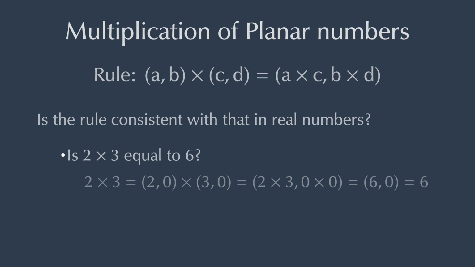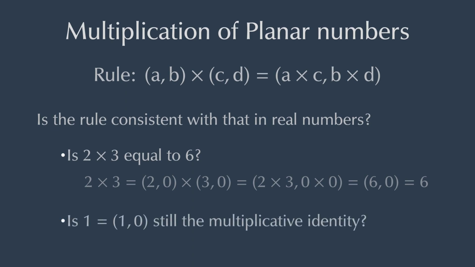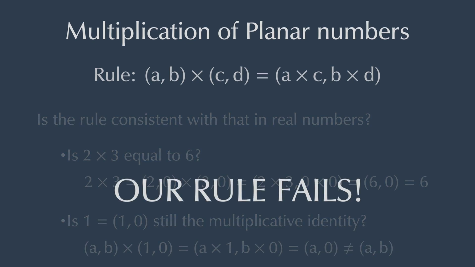Number 2. Just like 0 has a special place in addition, 1 has a special place in multiplication. 1 is called the multiplicative identity. So, we expect any planar number (a, b) multiplied by (1, 0) to be (a, b) itself. Let's try that. Unfortunately, we fail here with our multiplication rule. We need an alternate definition for multiplication.